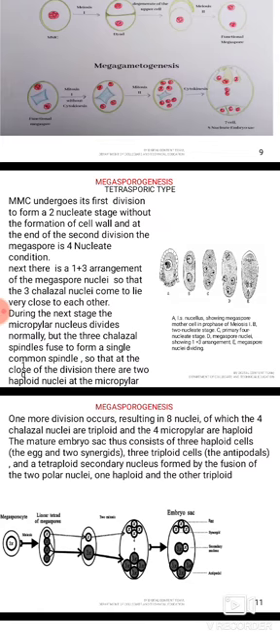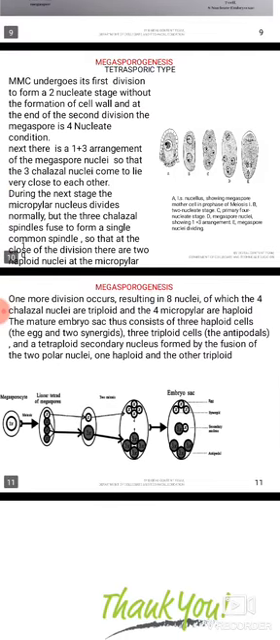The mature embryo sac, therefore, consists of 3 haploid cells, that is, the egg and 2 synergids, and 3 triploid cells, the antipodals, and a tetraploid secondary nucleus formed by the fusion of 2 polar nuclei, that is, one is haploid and the other is triploid.